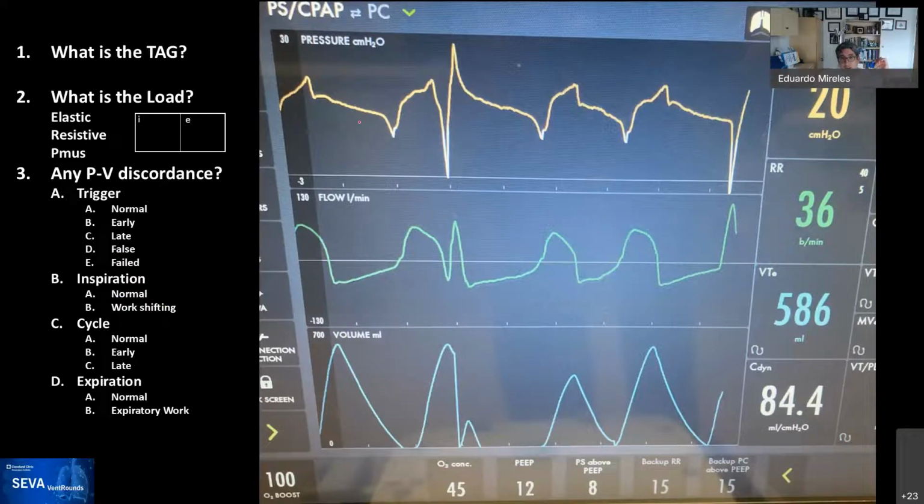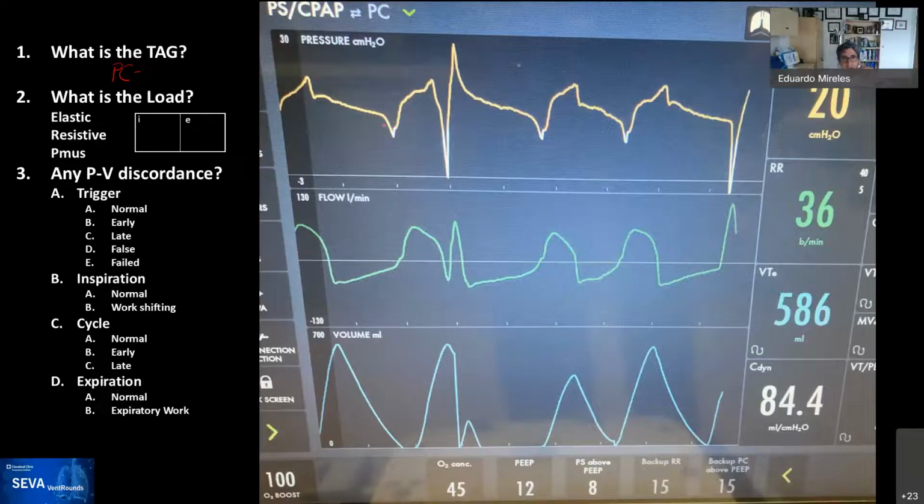This one is another patient in the ICU, and we can see that he's on pressure support CPAP. Similarly, you can see the PEEP and pressure support being set here, and just by looking at the waveforms, you can see that the flow is different in each one of the curves, which tells you that it's not being controlled. So it has to be pressure controlled just by looking at that. And then it's triggered by the patient.